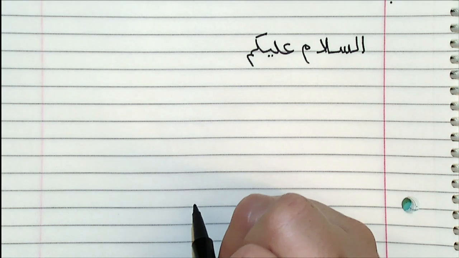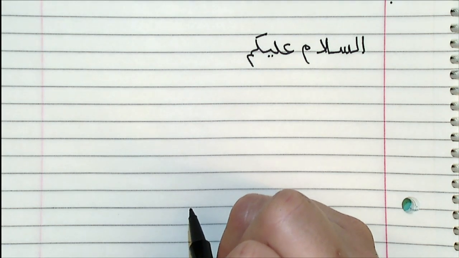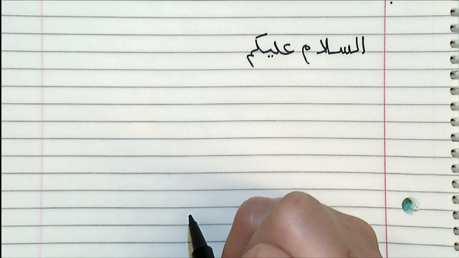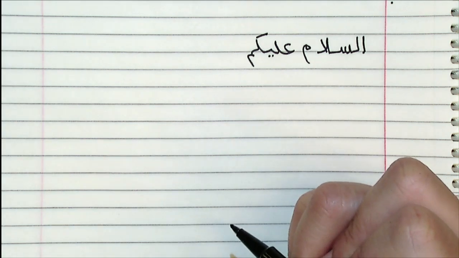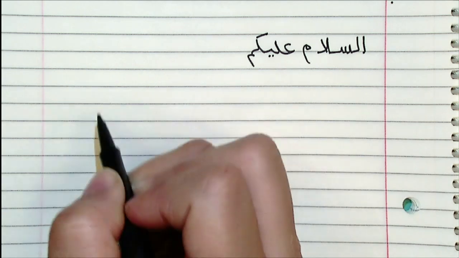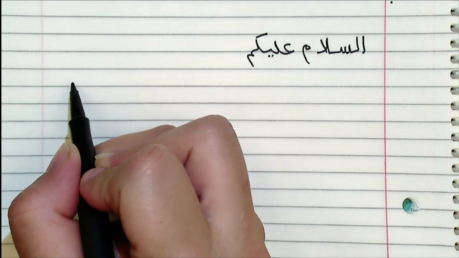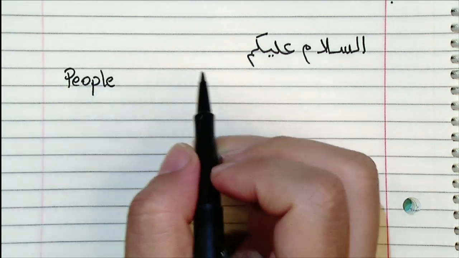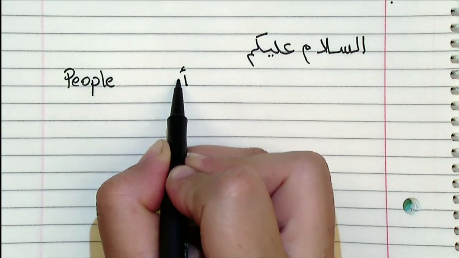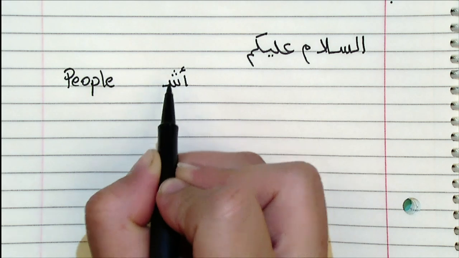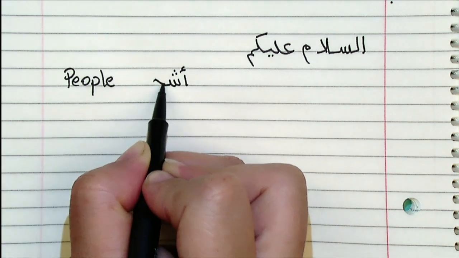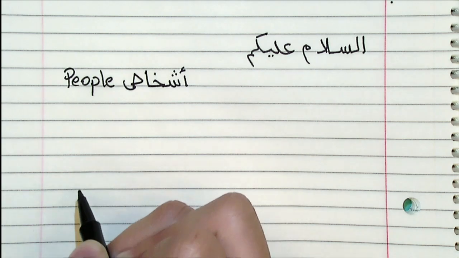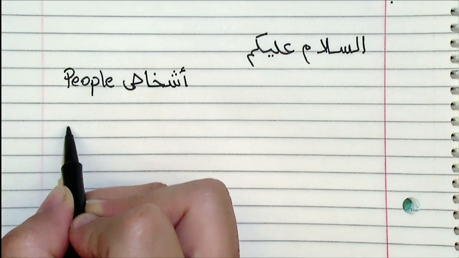Assalamu alaikum. So welcome to another set of Arabic word practices. Today we're going to be practicing a group of words. We're going to start with people, which is ashkhas. And then we're going to do places.